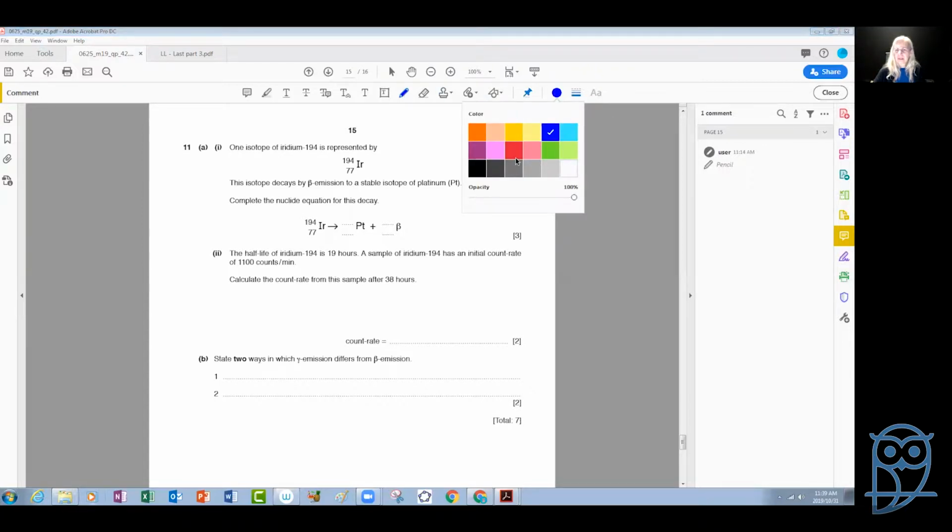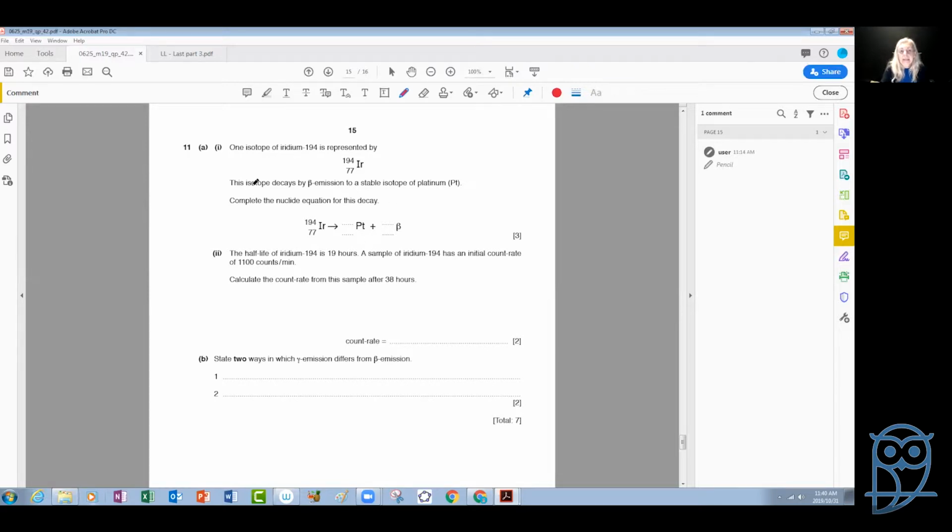Let's change the color. Let's make it red. So one isotope of iridium-194 is represented by this representation. This isotope decays by beta emission to a stable isotope of platinum. Complete the nuclide equation for this decay. So we need to complete this beta decay of iridium-194. We just need to add the numbers.